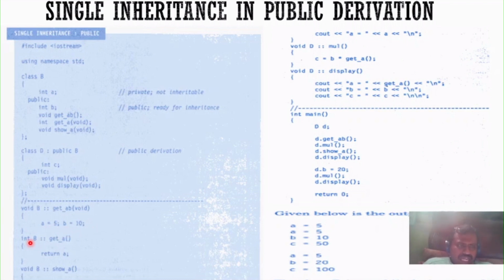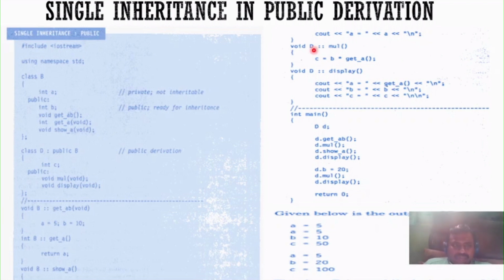Now int B, get A. So here we are going to return the value of A. What is the return type of the function? That is int here. So that is why we are returning the value of A. Here A is of type integer, right? Now void B, show. Now we are going to use another function called void show. Here we are going to display the contents of A. Cout A is equal to A. That's it. We are just displaying the contents of A.